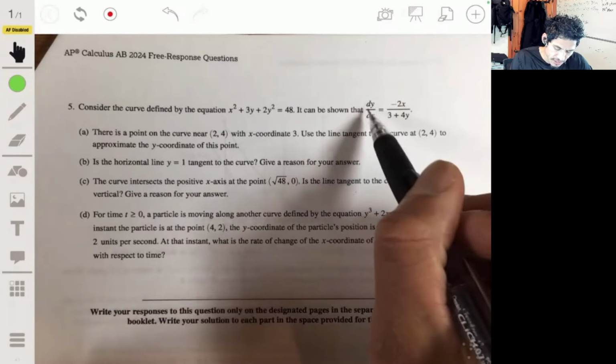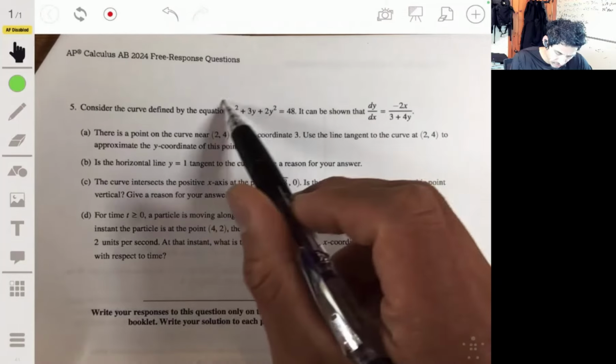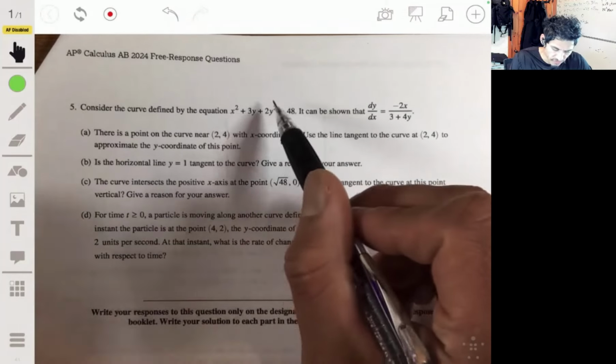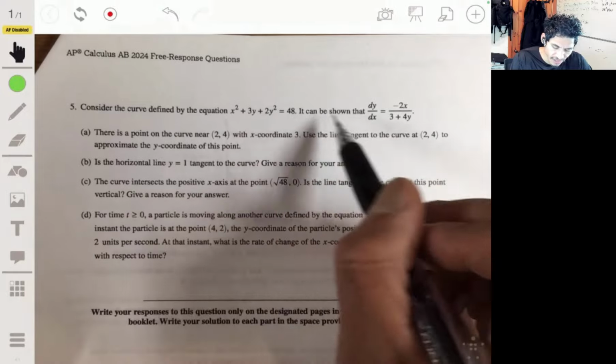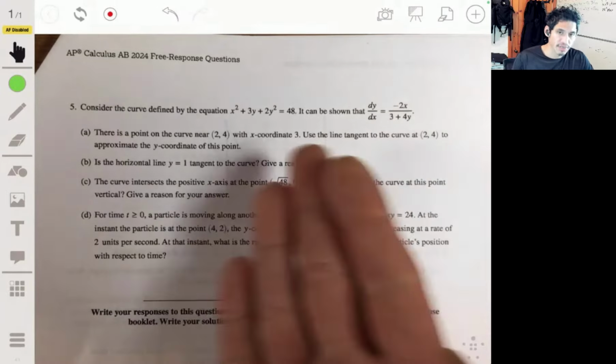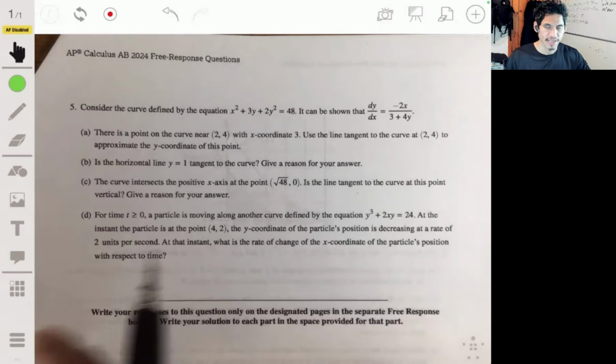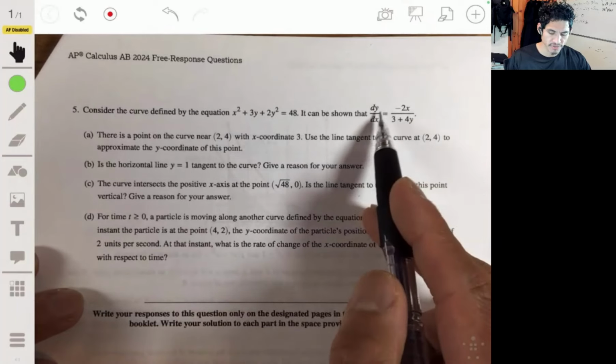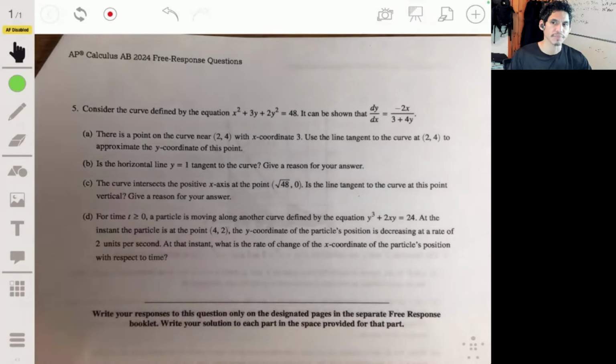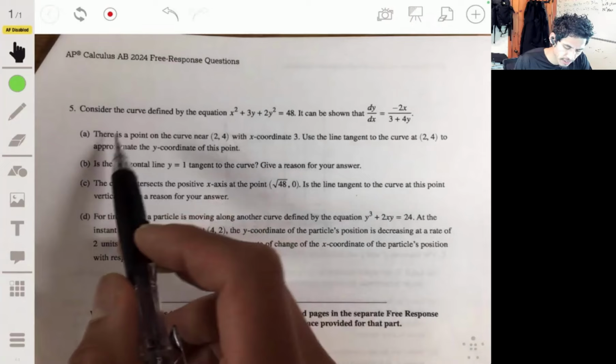And it can be shown that this is the derivative for this curve. And you can see right away we're going to be dealing with implicit differentiation. So make sure you remember that when you got x's and y's in the derivative equation, you're going to be doing implicit differentiation. So let's just get to part A now.